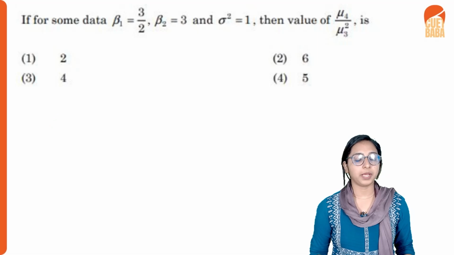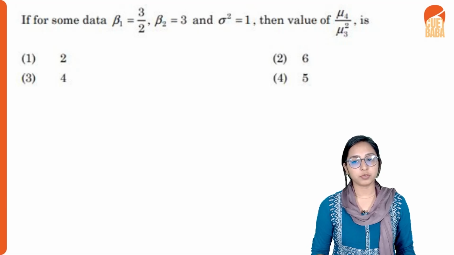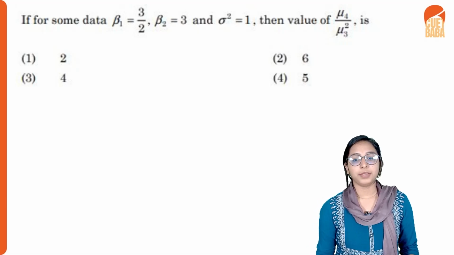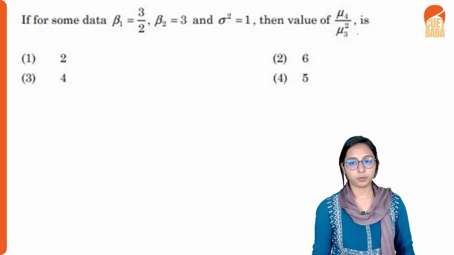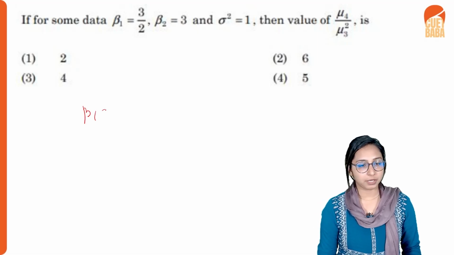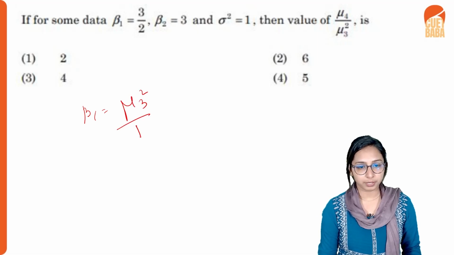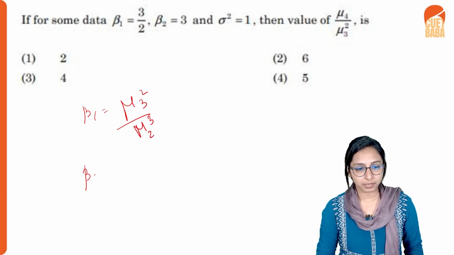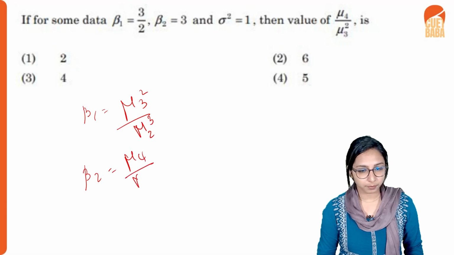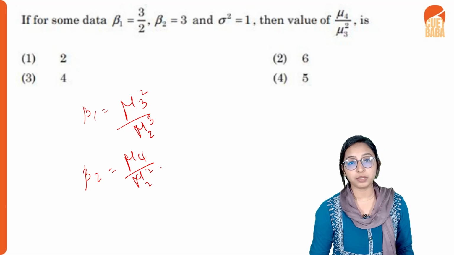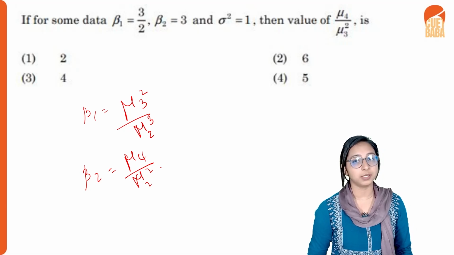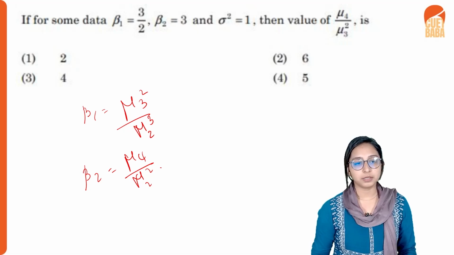Next question. If for some data beta 1 is equal to 3 by 2, beta 2 equal to 3 and sigma square equal to 1, then the value of mu 4 by mu 3 square is. Here we have to find the ratio of the fourth moment by the square of the third moment. So we have the equations beta 1 is equal to mu 3 square by mu 2 cube and beta 2 is equal to mu 4 divided by mu 2 square. These equations come under skewness and kurtosis. For finding skewness and kurtosis, we use these equations.